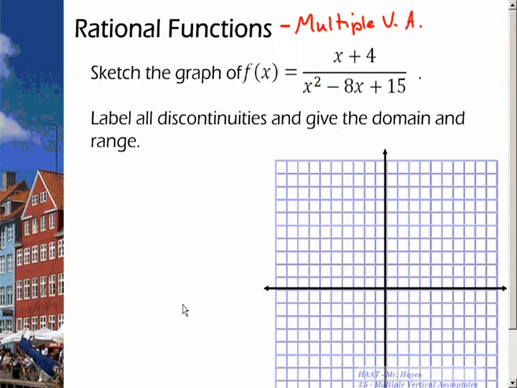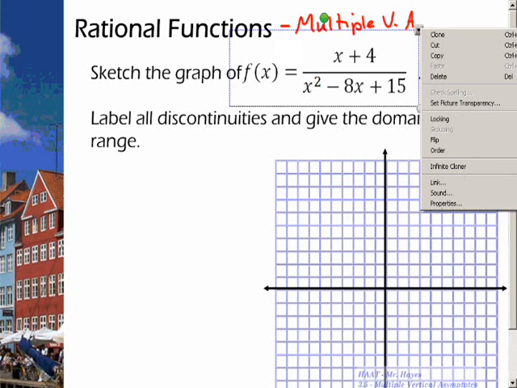The second set of rational functions we're going to talk about is when we have multiple variables, or rather multiple vertical asymptotes. The way that tips you off is that when you look down here in the denominator, you're going to have more than one zero that doesn't divide out. You're not going to get those removable discontinuities.